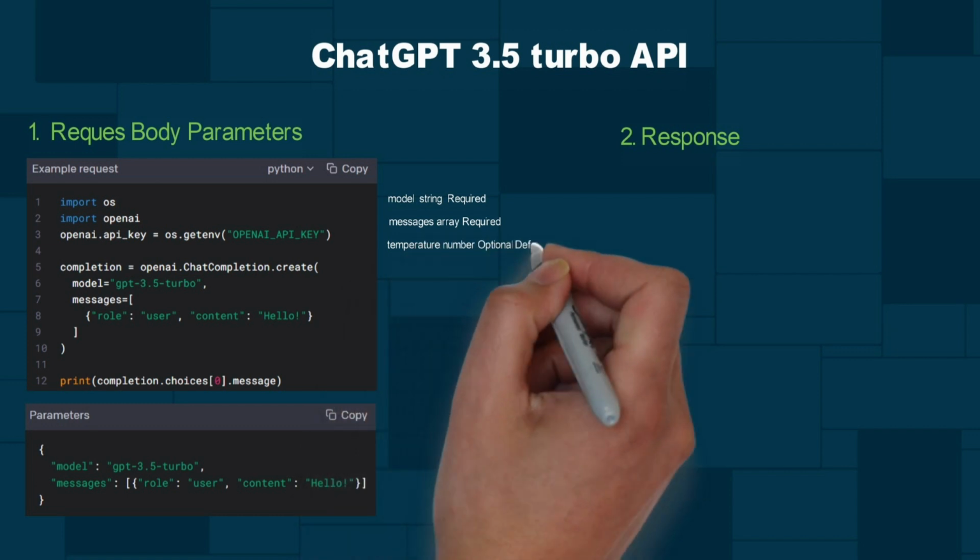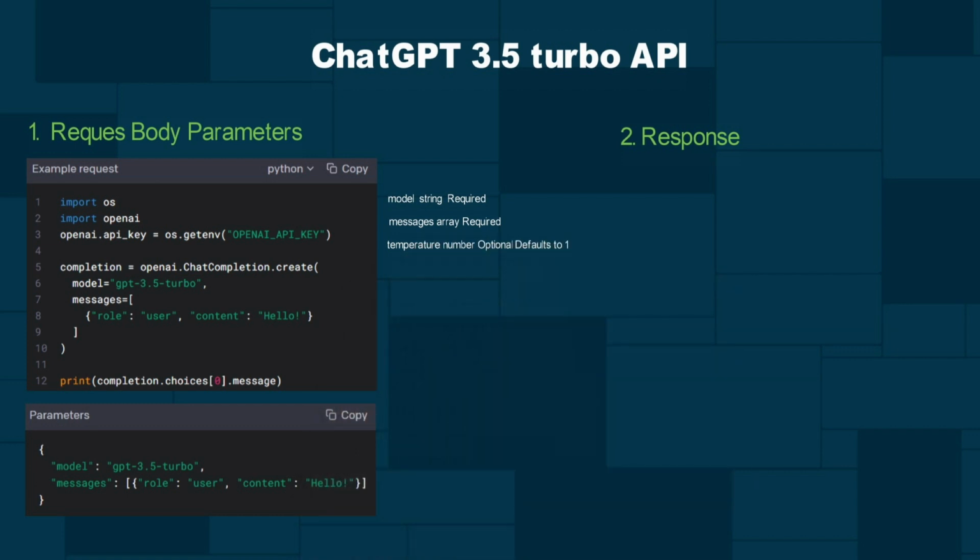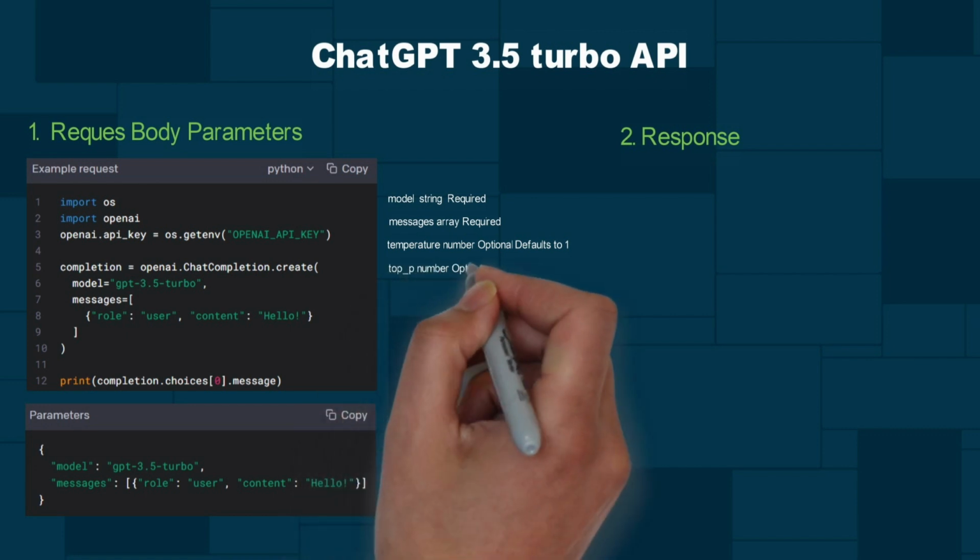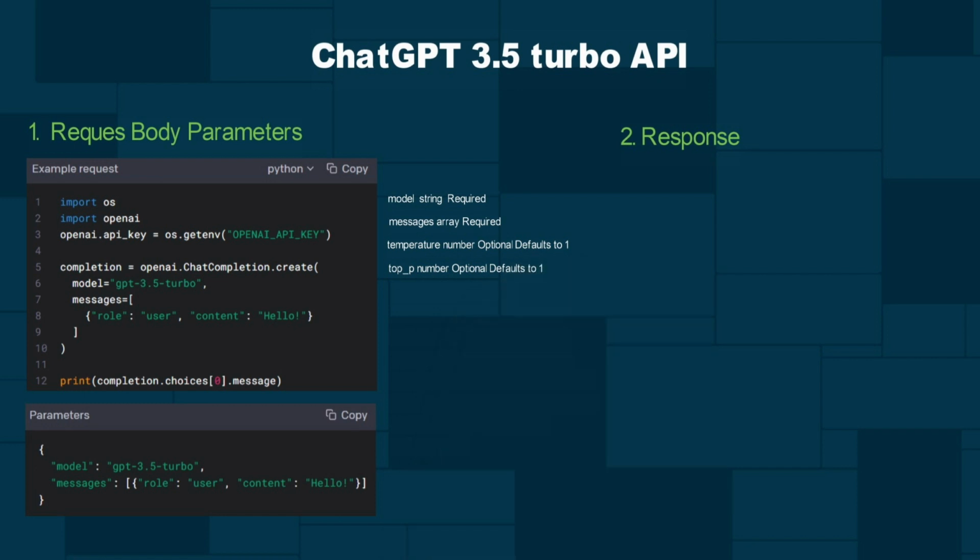Temperature, number, optional, defaults to 1. What sampling temperature to use, between 0 and 2. Higher values like 0.8 will make the output more random, while lower values like 0.2 will make it more focused and deterministic. We generally recommend altering this or top P but not both. Top P, number, optional, defaults to 1. An alternative to sampling with temperature, called nucleus sampling, where the model considers the results of the tokens with top P probability mass. So 0.1 means only the tokens comprising the top 10% probability mass are considered. We generally recommend altering this or temperature but not both.